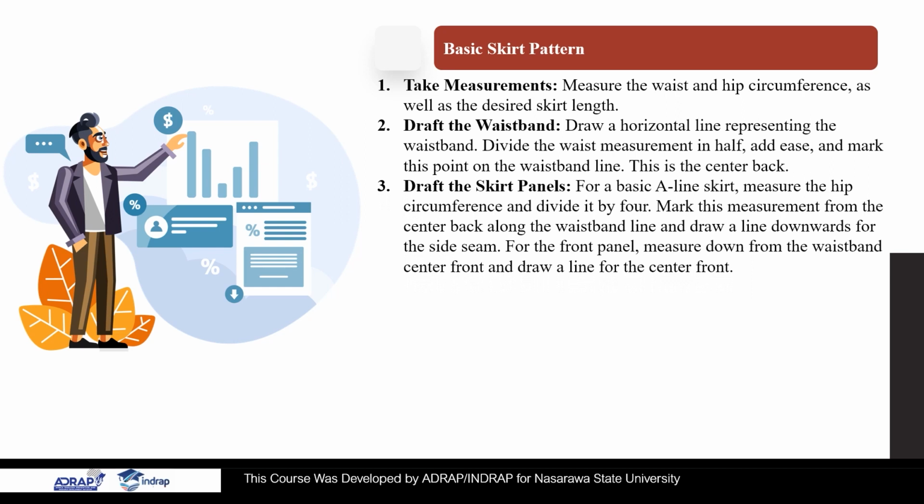Draft the skirt panels. For a basic A-line skirt, measure the hip circumference and divide it by 4. Mark this measurement from the center back along the waistband line and draw a line downwards for the side seam. For the front panel, measure down from the waistband center front and draw a line for the center front. Add seam allowances to all edges and cut out the skirt panels.